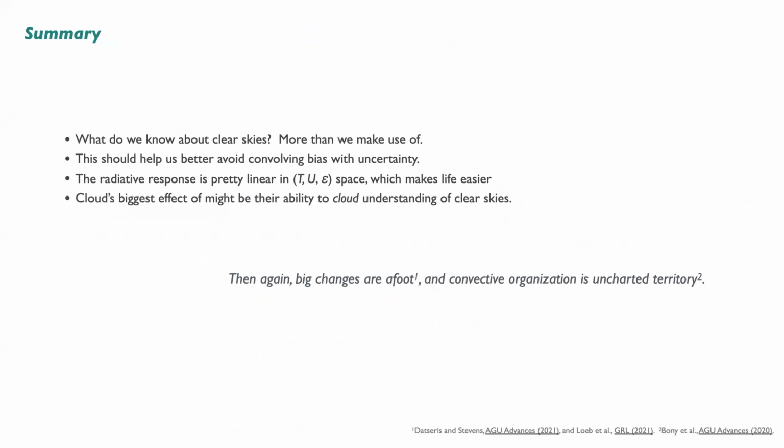I would say we know a lot more than we make use of. And using this knowledge should help us better avoid convolving biases with uncertainties. And here I'm maybe just a little bit responding to this tendency to, I really don't understand why people find the CMIP models so interesting, because what they're really doing is quantifying the biases in many cases and calling it uncertainty, which it's not, because we know what the relative humidity profile is. We know what the lapse rate is.